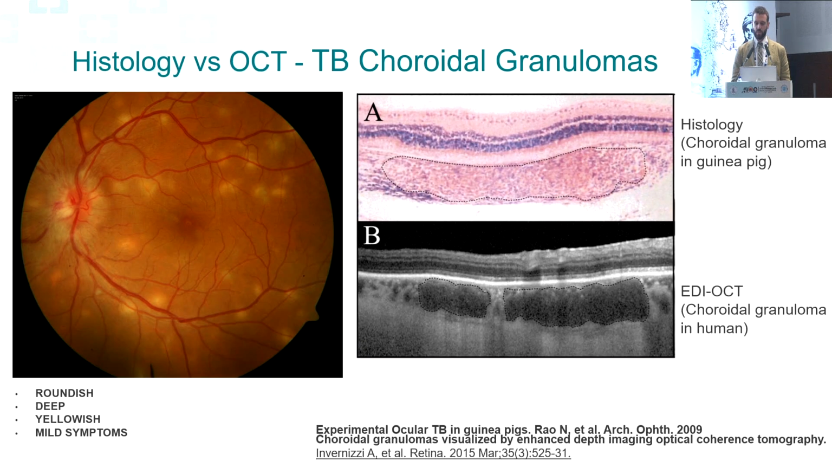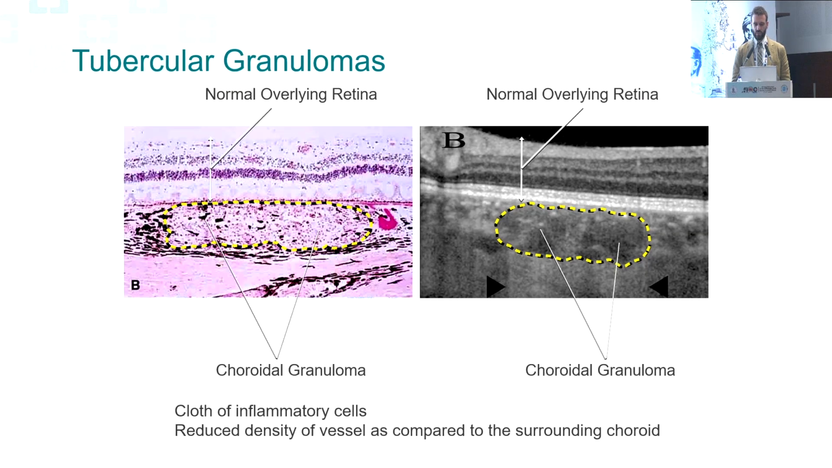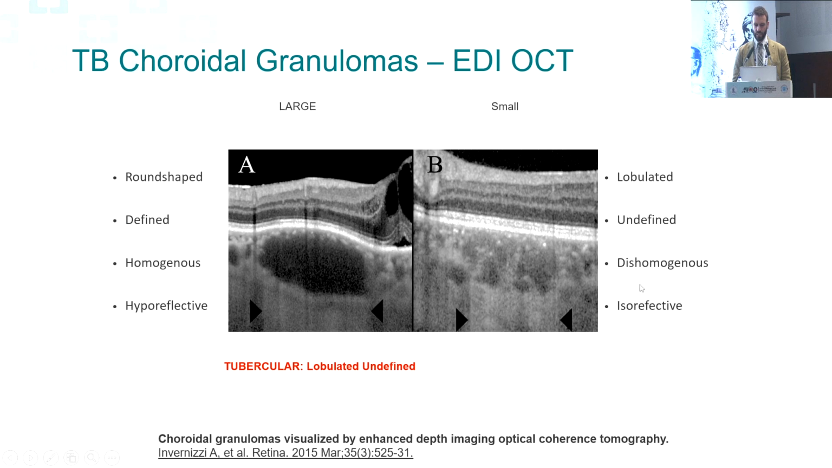In TB or sarcoid granulomas, look how EDI corresponds very, very well to histology. With EDI, you have choroidal granulomas that can be distinguished because of this halo behind. Every choroidal granuloma is hypo and has this hyper halo behind it, so it's easy to distinguish it from normal blood vessels of the choroid.